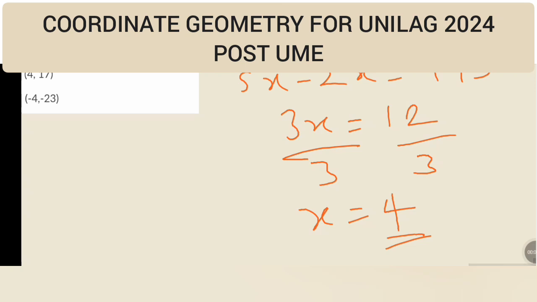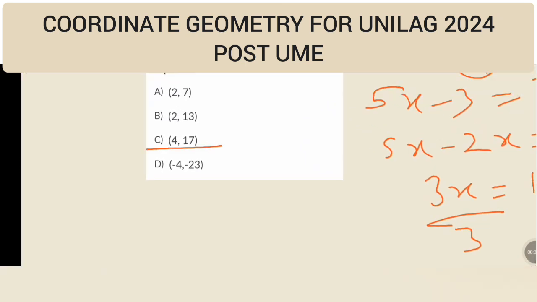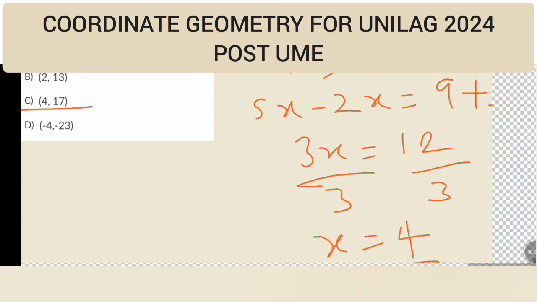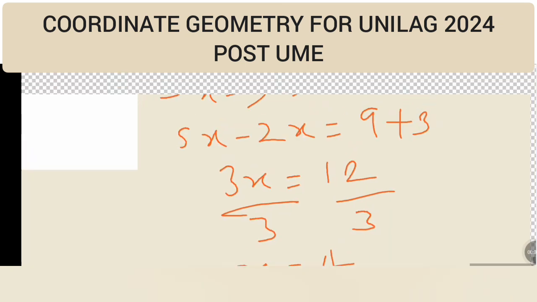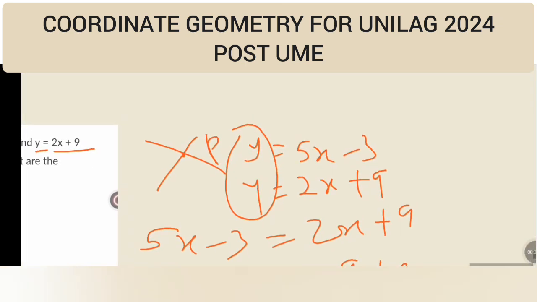You can just go to your options and pick this answer straight up, because this is the only option that has x equals 4. But if you want to find the other part, y, maybe to confirm your answer, just come to any of these equations and put x as 4. So come to this part here and put x as 4. If you put x as 4, what you're going to get is 5 times 4, that gives you 20. 20 minus 3 gives you 17.